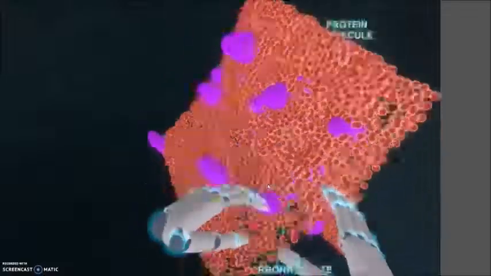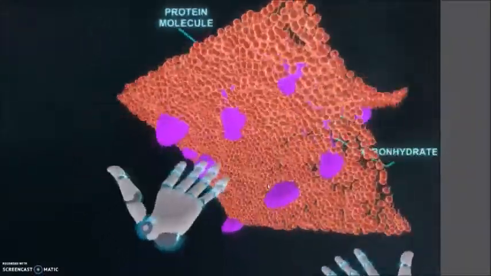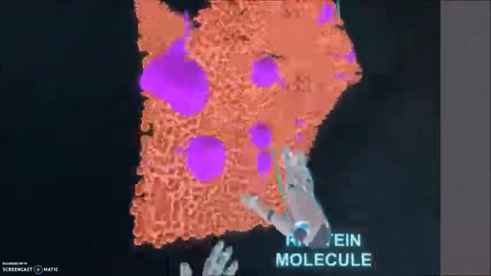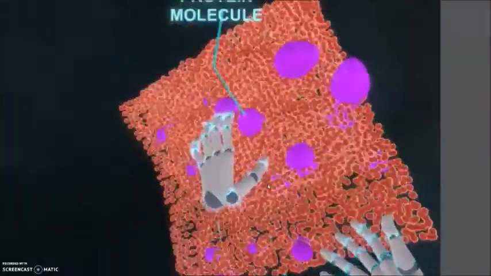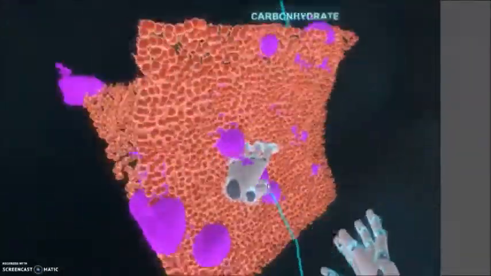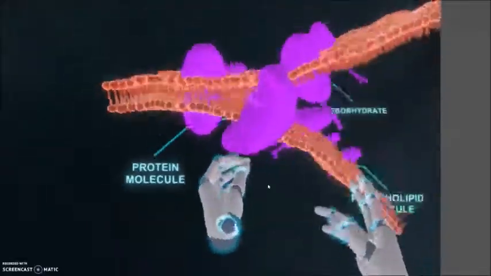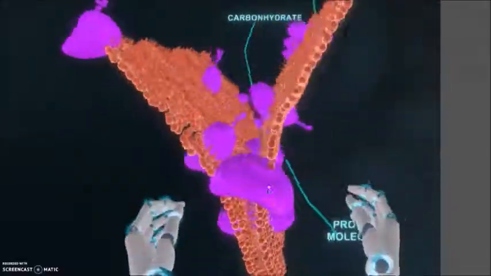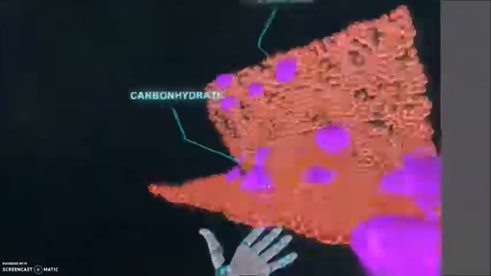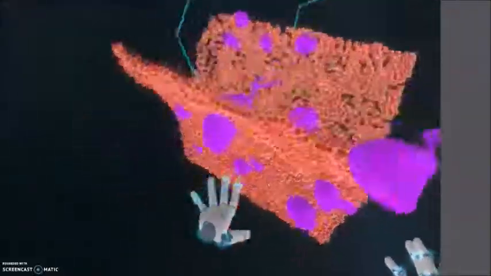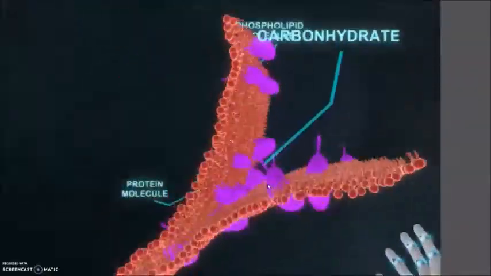So right now, the student is assessing and seeing the cell membrane in 3D, and he or she is really moving the structure around to see the different components such as proteins and carbohydrates that are present in the cell membrane, and this will help them to understand better how the cell membrane works.